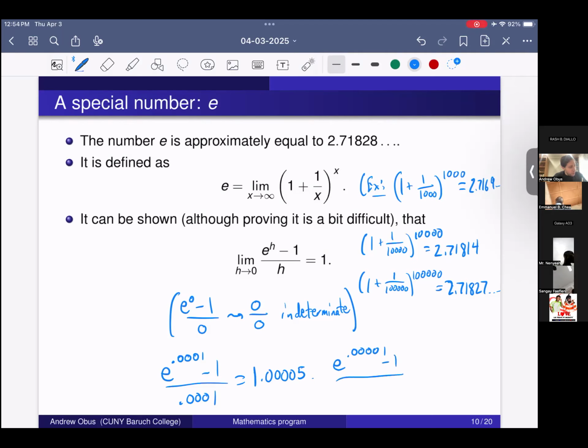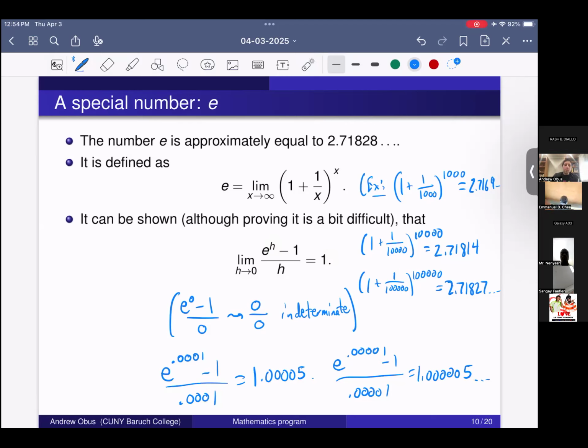0.0001 minus 1 over 0.00001. This turns out to be 1.00005, right? And so on.